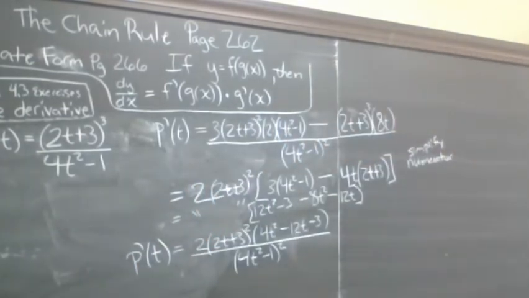This is p prime of t. Again, in order to find this derivative here, p prime of t, we had to use 3 different rules. We had to start off by using our quotient rule, and while we were using the quotient rule, we invoked both the power rule and the chain rule.